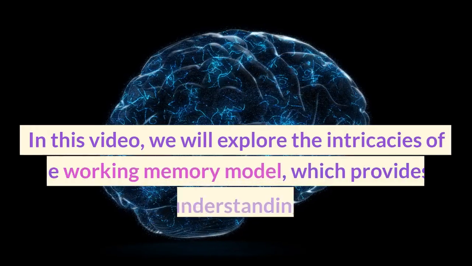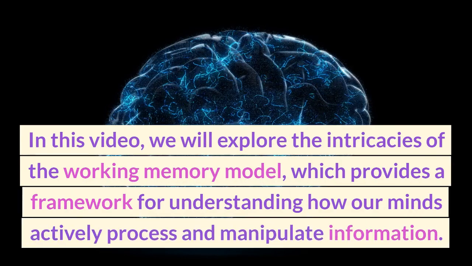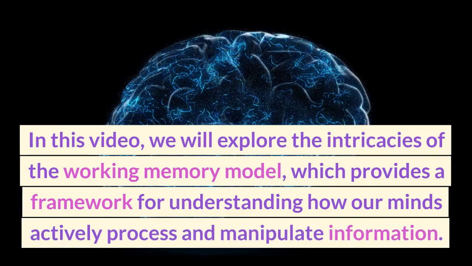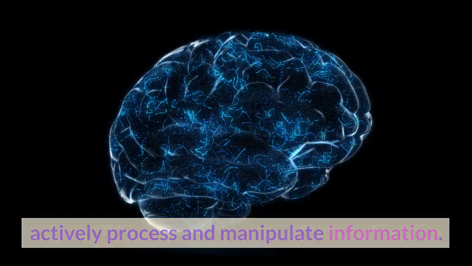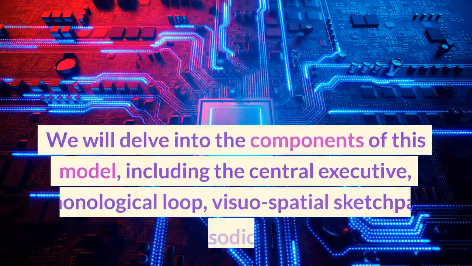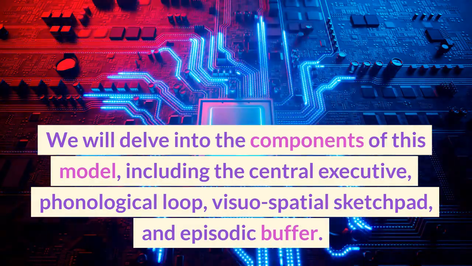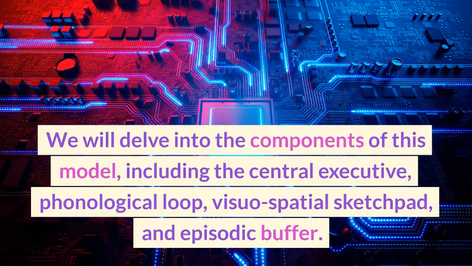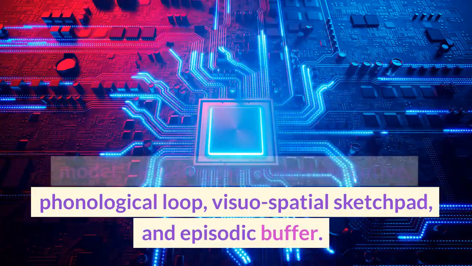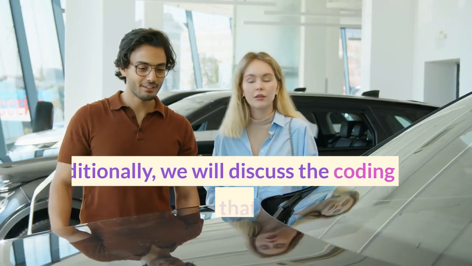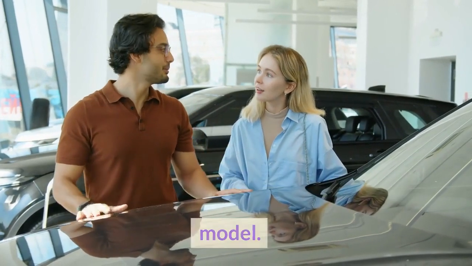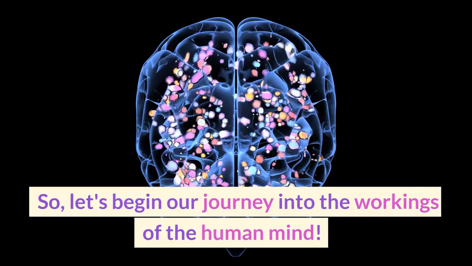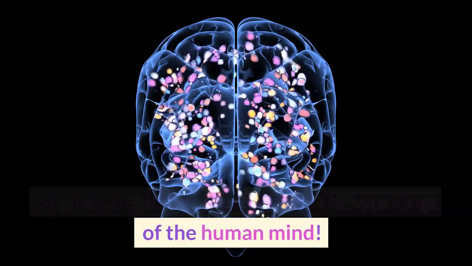In this video, we will explore the intricacies of the working memory model, which provides a framework for understanding how our minds actively process and manipulate information. We will delve into the components of this model, including the central executive, phonological loop, visuo-spatial sketchpad, and episodic buffer. Additionally, we will discuss the coding and capacity features that characterize this model. So, let's begin our journey into the workings of the human mind.